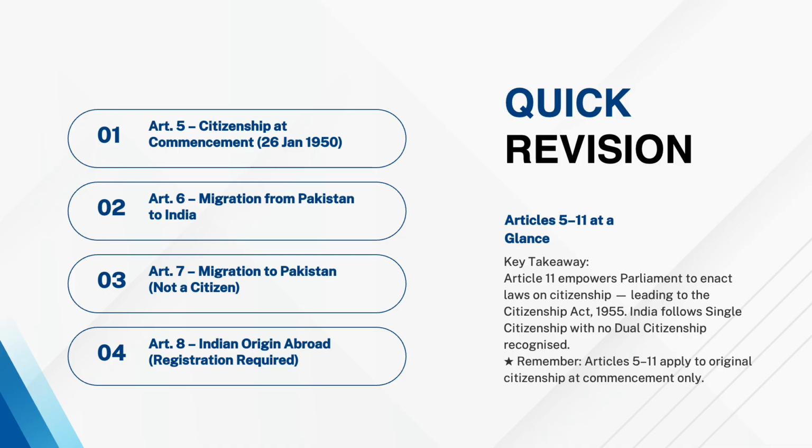And Article 7, we talked about people who went from India to Pakistan. Right? They left India and migrated to Pakistan, not as citizens, just a declaration made, okay? In Article 7. Article 8 is for people of Indian origin living outside of India. For them, registration is required, right? So 4 very important points in Part 2 of the Indian Constitution, okay?